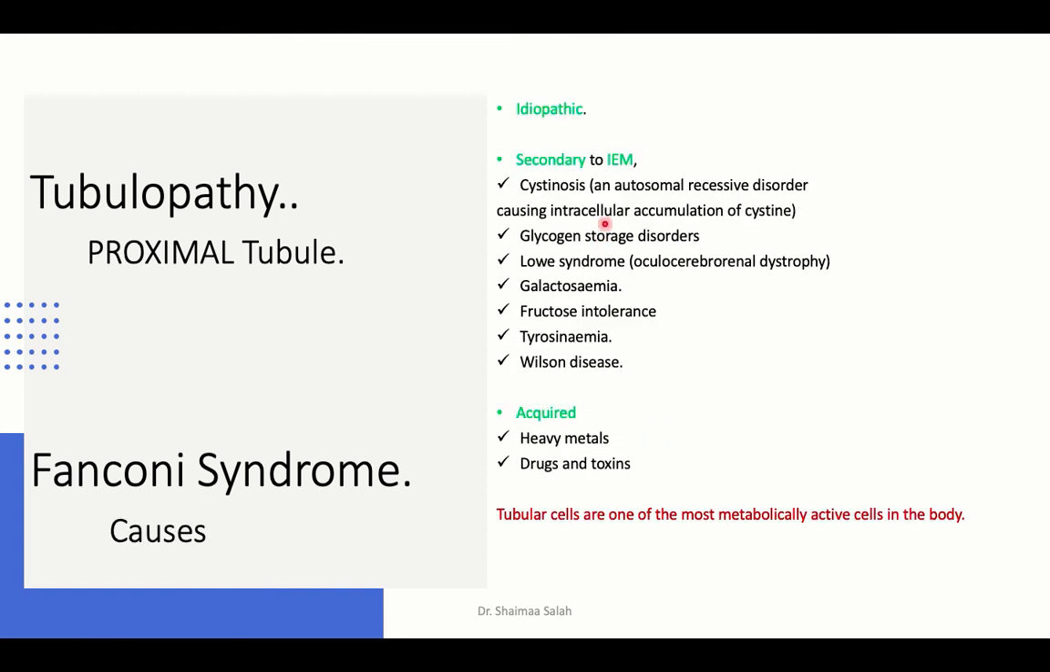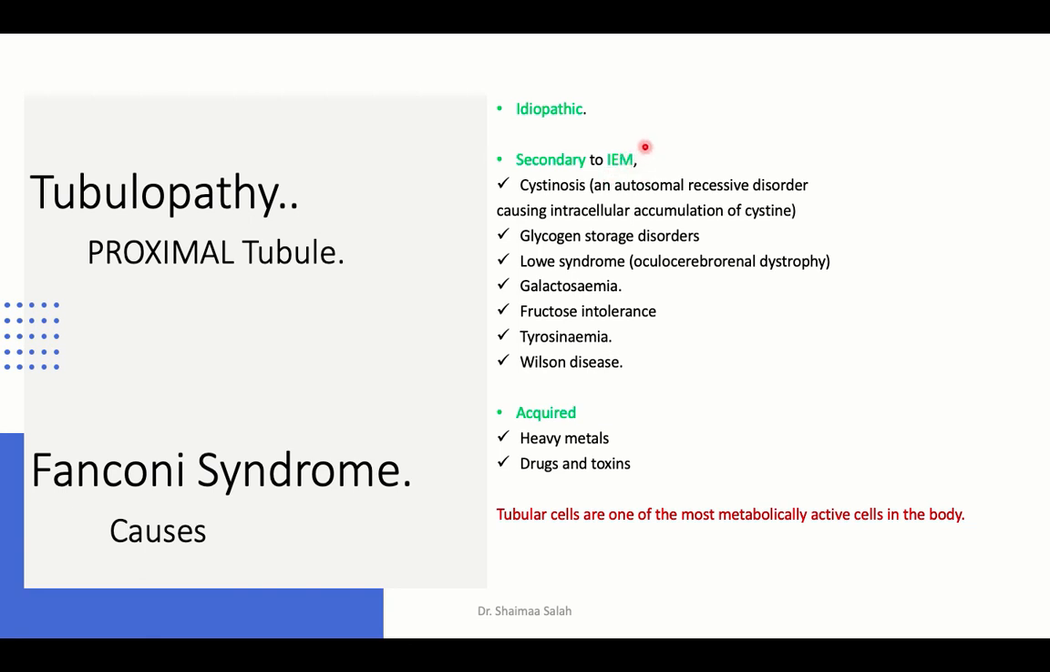Again, the cause can be idiopathic or can be inherited, present early in infancy and the childhood years, or can be acquired in case of heavy metal poisoning like iron, lead, gold. Also drugs and toxins, some drugs like cyclosporin, amphotericin, aminoglycosides. So nephrotoxic medications can be complicated by Fanconi syndrome, or proximal RTA or distal RTA, and the cause can be idiopathic or can be secondary to inborn error of metabolism.